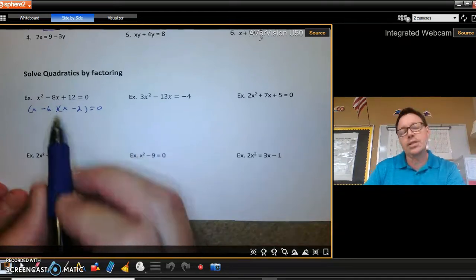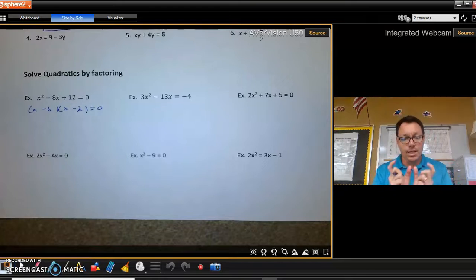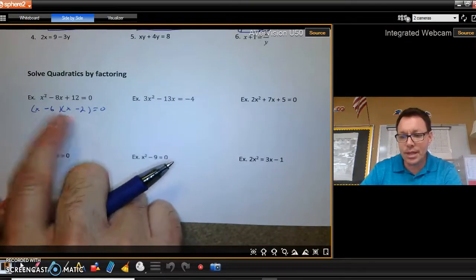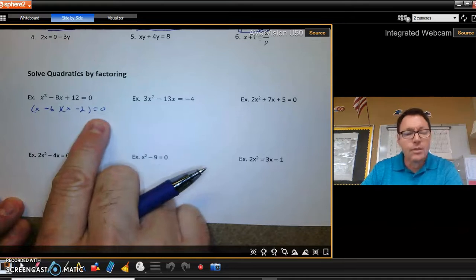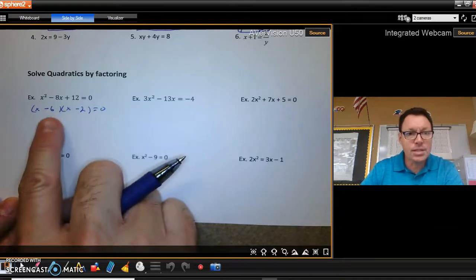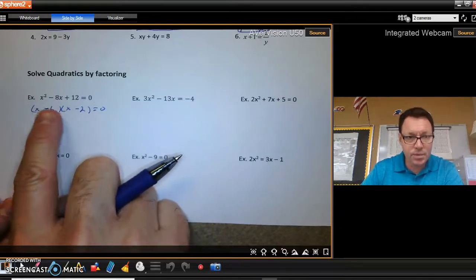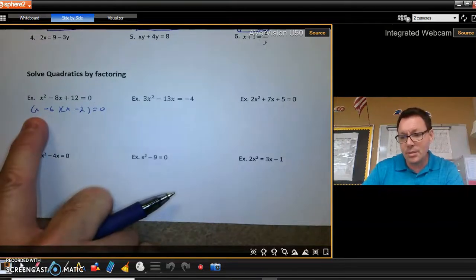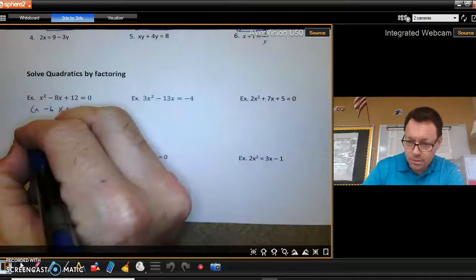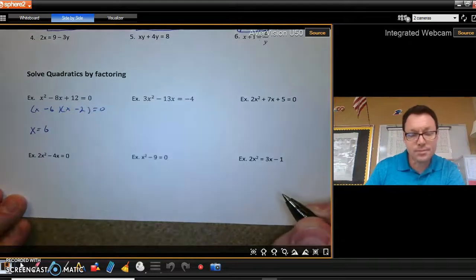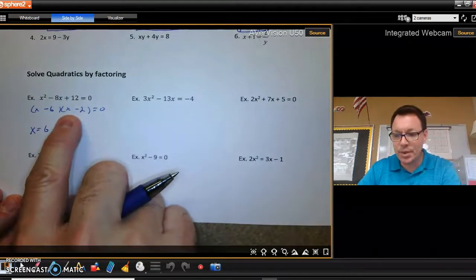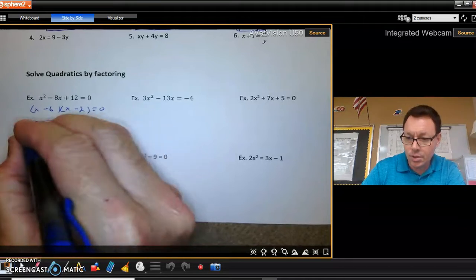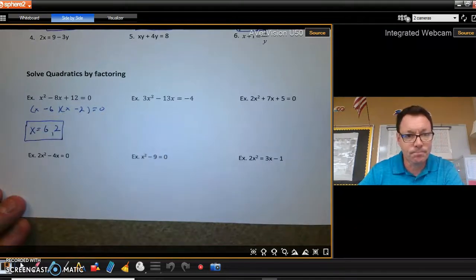Now, here's what I have. The reason I factor is because when you factor, you rewrite into a multiplication problem. So what I have are two things that are multiplying together to equal 0. The only way that can be true is if this parenthesis equals 0 or this parenthesis equals 0. The x that would make this parenthesis 0 would be a 6. The x that would make this parenthesis 0 would be a 2. And those are your two solutions to that quadratic. That's it.